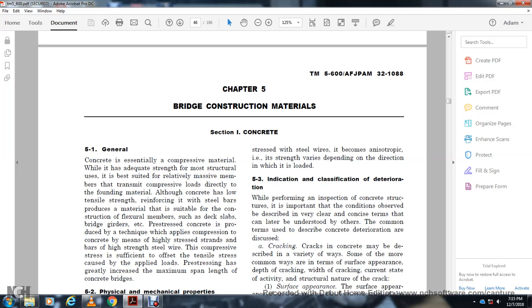Although concrete has low tensile strength, reinforced with steel bars it produces a material suitable for the construction of flexural members such as the deck slab and bridge girder. Prestressed concrete is produced with the technique of applying compression to the concrete by means of highly stressed, high strength steel wire. The compressive strength is sufficient to offset the tensile stresses of the applied loads. Prestressing has greatly increased the maximum span length of concrete bridges.